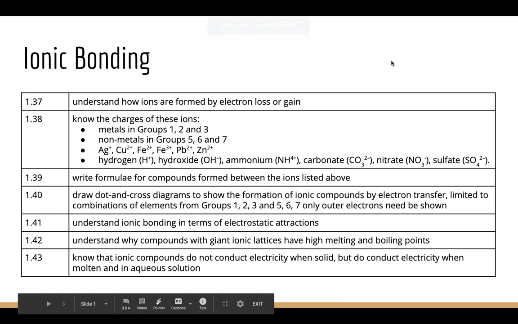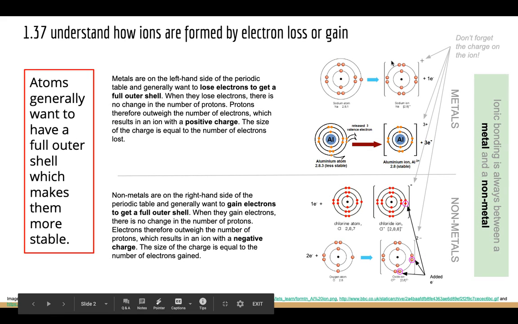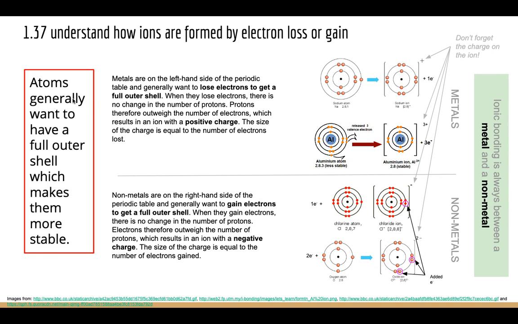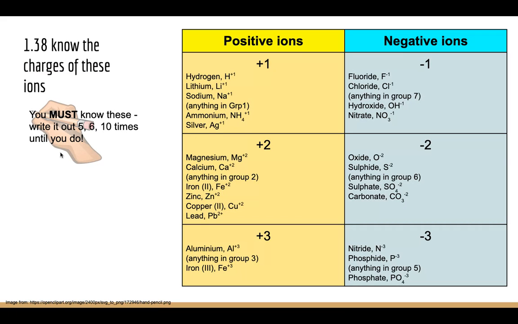Okay, we're going to have a look at ionic bonding. First, three slides you need to know before we start. Atoms generally want to have a full outer shell, which makes them more stable. They either lose electrons or gain electrons.